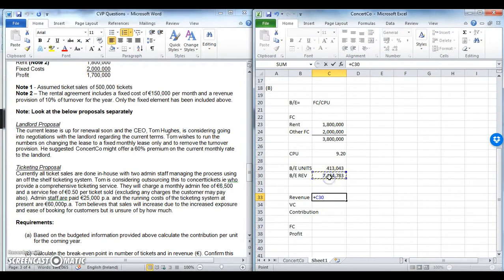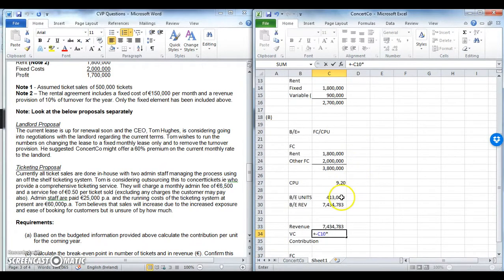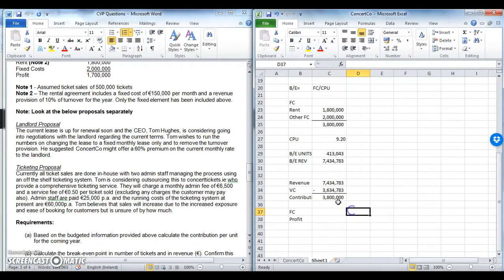Well, my revenue I know is 7.43 million. My variable costs, well, I know each ticket costs me €8.80 that I sell, and at the break-even point I need to sell 413,000 tickets, so you multiply them by each other. And finally then you get the contribution by taking your total revenue from your total sales. So your contribution here is 3.8 million, and your fixed costs are also 3.8 million, which gives us a profit or no loss. So no profit or no loss, which is essentially your break even.